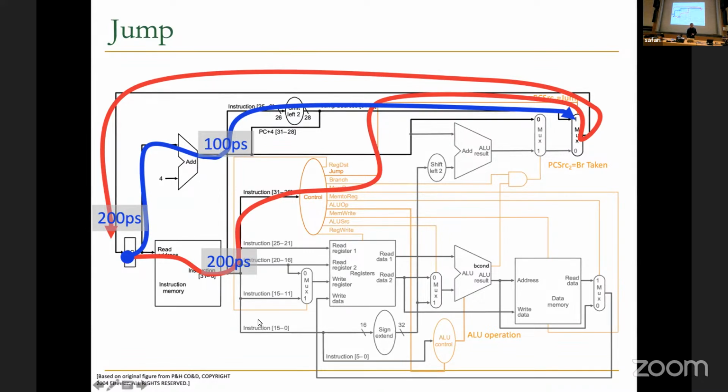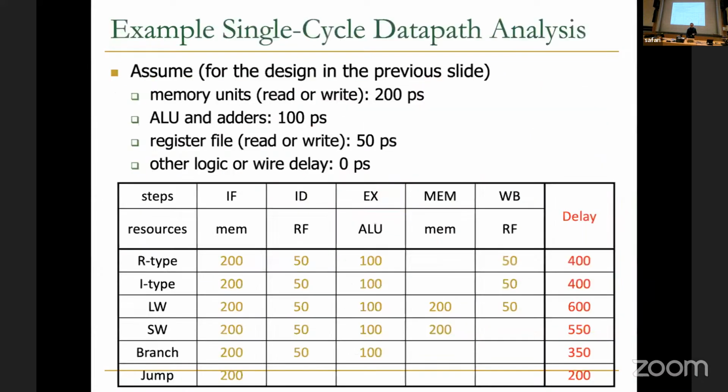It doesn't exercise anything over here. Make sense? So basically, we've gone through all 6 categories of instructions for which we designed the data path. And now we've seen that the slowest instruction is 600 picoseconds. The fastest instruction is 200. And maybe very common instructions are 400. So it's a distribution, as you can see, right?